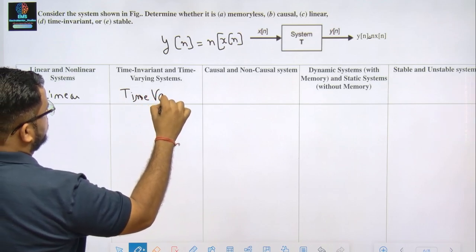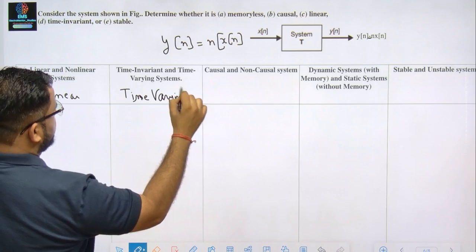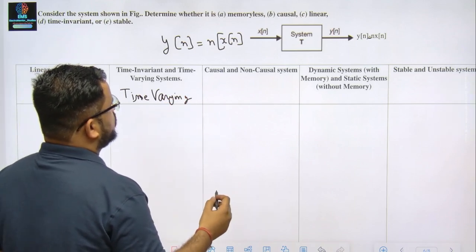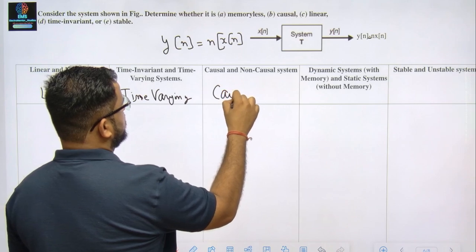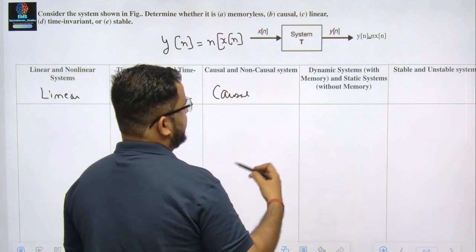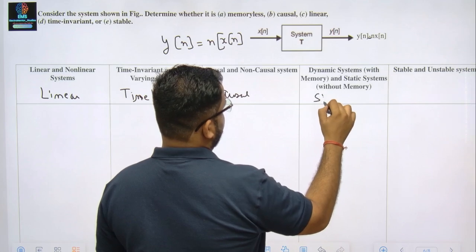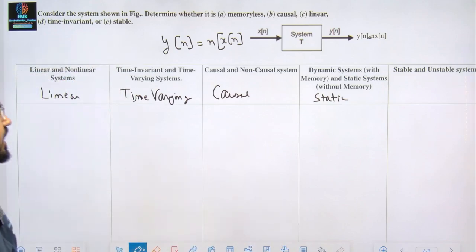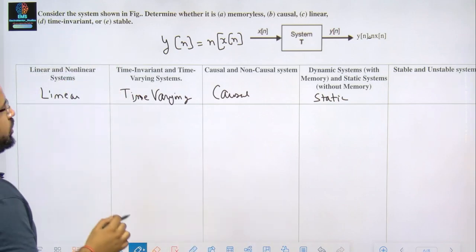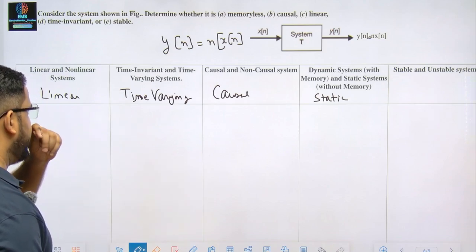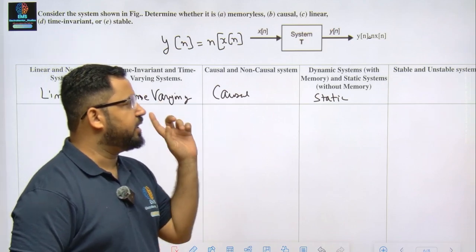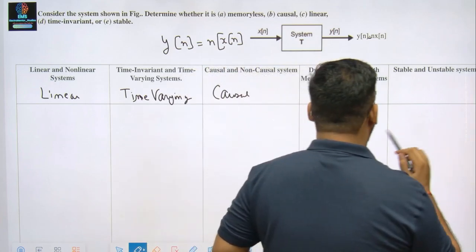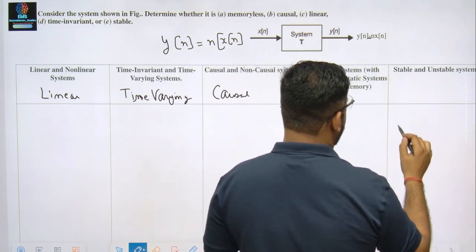Time varying system. It is going to be causal and it is going to be static. I've written the 4 characteristics of this system. You have to just try and prove it. Linearity, it is time varying, it is causal, it is static. Now what about stability and instability? Now here there is a catch.